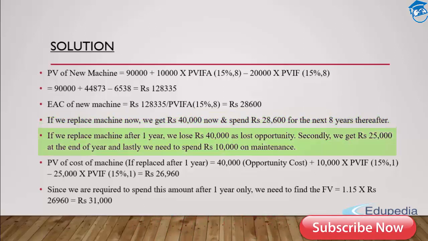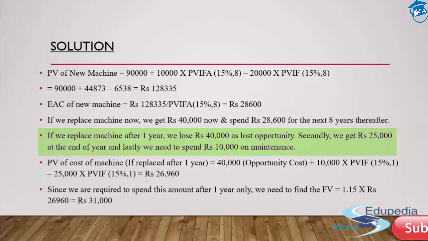Now, coming to the second part. Let's suppose we replace the machine after a year. What is going to happen? I will lose the opportunity of 40,000 rupees. That salvage value I won't be able to recover. However, at the end of the second year, I will be able to recover 25,000 rupees, as provided in the question itself. So I won't go for the option of 40,000; I have an option of 25,000 if I want to replace the machine after a year.